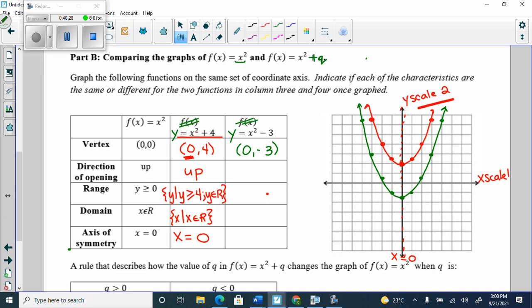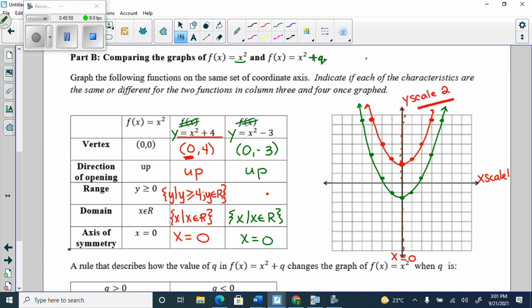So it still goes out forever, correct? So my domain is still x such that x is an element of the reals. My range, or sorry, what would be the direction of opening, is still up. My axis of symmetry is still x equals 0, because all I'm doing is moving down 3, correct? And why is it still up? I used a negative 3 at the back. Why is it still up?